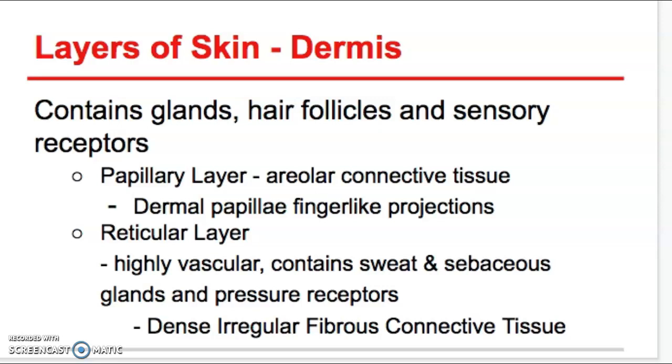Below the papillary layer is the reticular layer. This is where we have our blood vessels, our sweat and sebaceous glands, our pressure receptors. So the papillary layer is made of areolar connective tissue, and the reticular layer is made of dense, irregular, fibrous connective tissue. So the areolar connective tissue is that very loose connective tissue, and the dense, irregular connective tissue is that connective tissue that looks like ground beef.